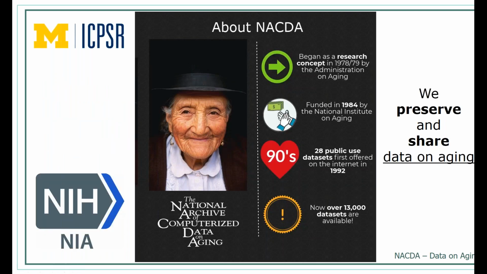Okay, so we are part of ICPSR, and if you don't know what ICPSR is, it's the largest social science data archive. We've been around for more than 50 years, and NACDA is the aging archive within ICPSR. We began as a research concept in the late 70s, and we've been around for about 35 years as of this year. Back in the 90s, when ICPSR first started offering data sets on the internet, we had less than 30, and today we have over 13,000 data sets. We are funded by the National Institute on Aging, and we acquire and preserve data relevant to gerontological research.